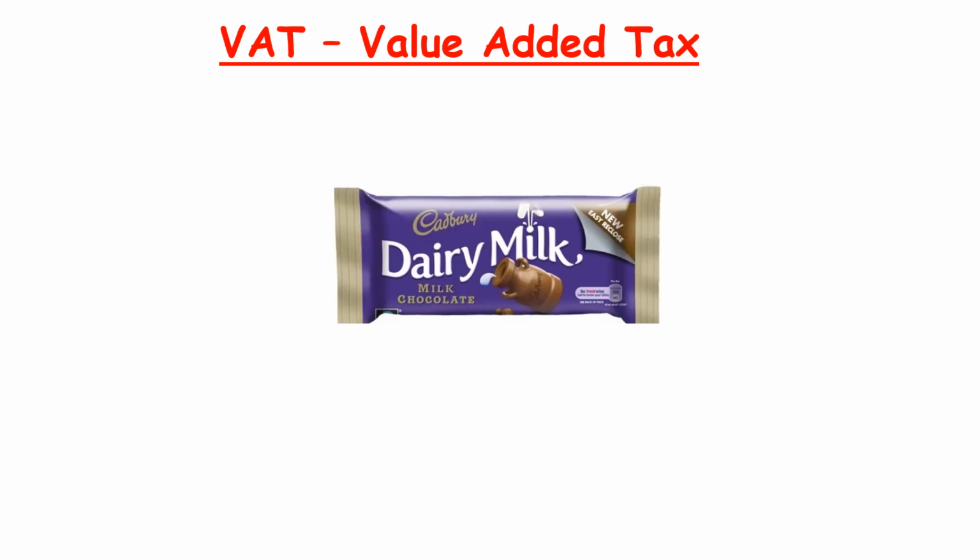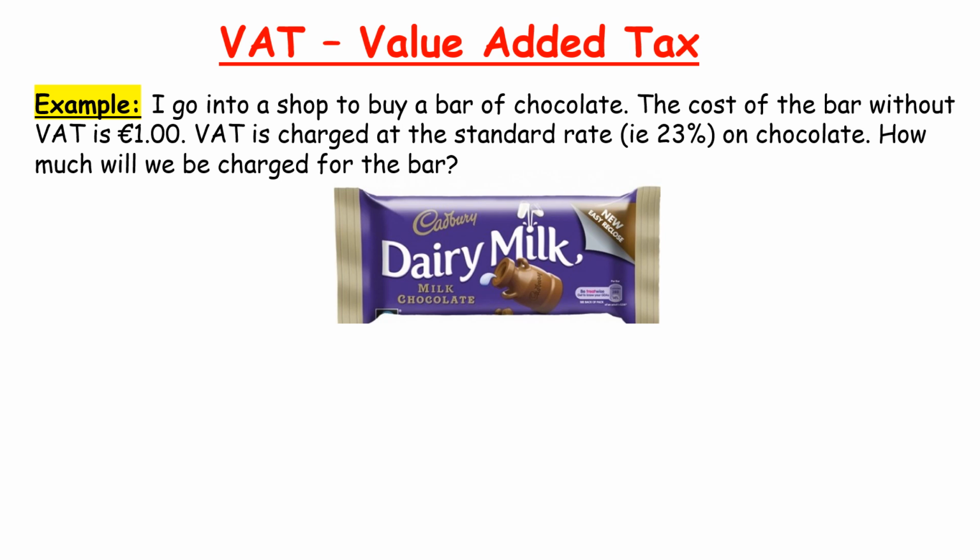So let's jump into VAT and let's look at a quick example using this lovely bar of chocolate as our example. So I go into the shop and I buy a bar of chocolate. The cost of the bar without VAT is €1. VAT is charged at the standard rate, i.e. 23% on chocolate. How much will we be charged for the bar?